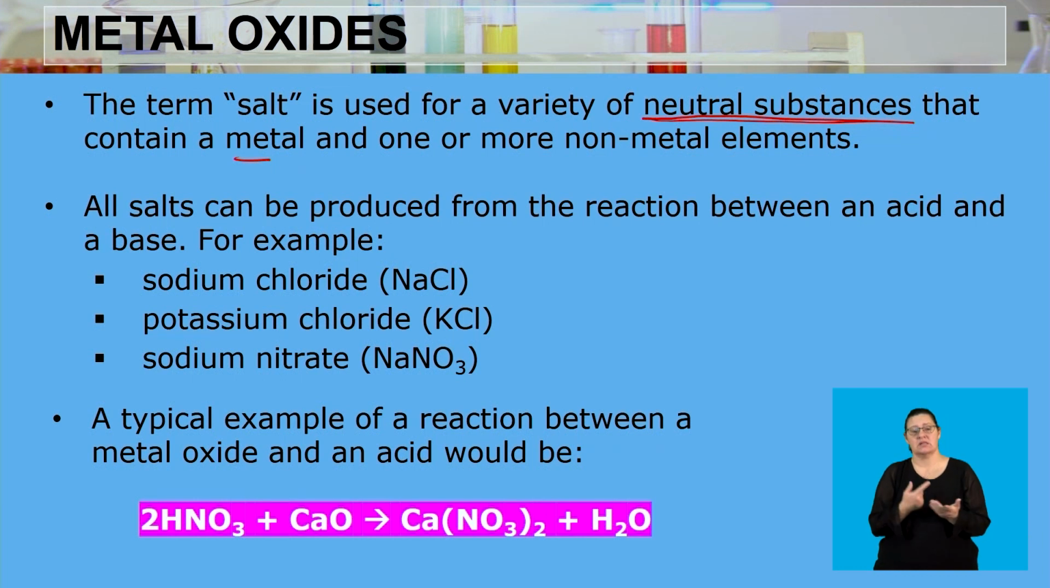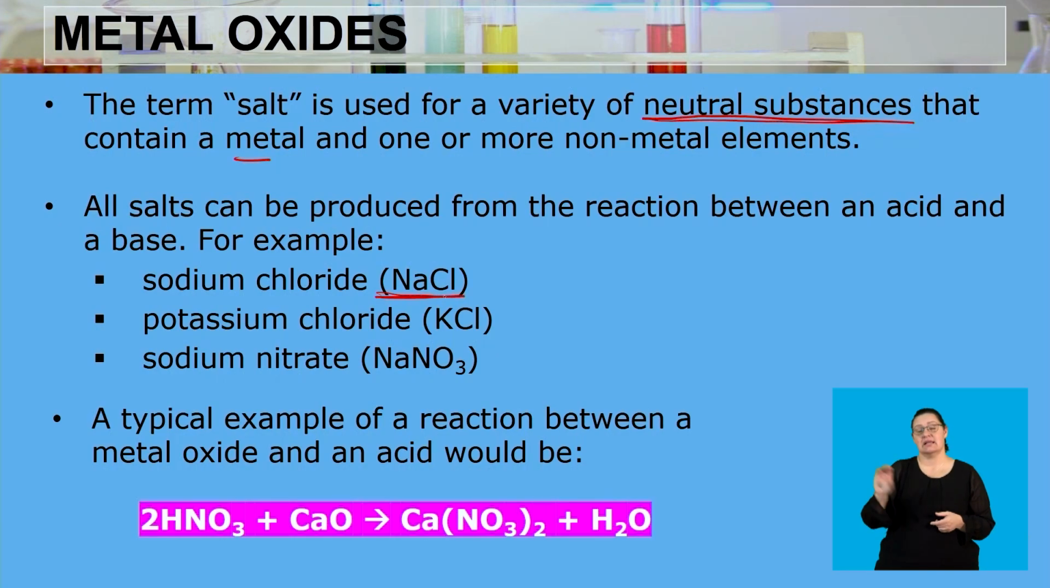For an example, salt is produced when we react an acid and a base. We can have our table salt, the one that we normally use, which is sodium chloride. The sodium is the metal part and the chlorine is the non-metal part. Again, we can have potassium chloride, where the potassium is your metal and the chlorine is your non-metal. The same applies to sodium nitrate: the sodium is your metal and the nitrate is our non-metal.